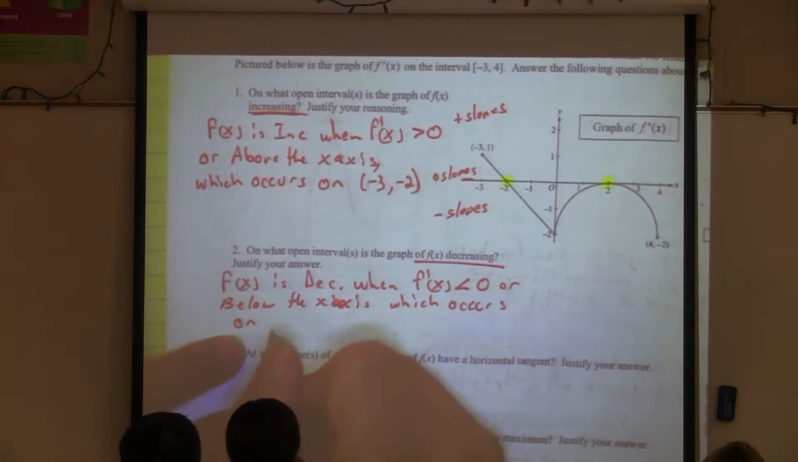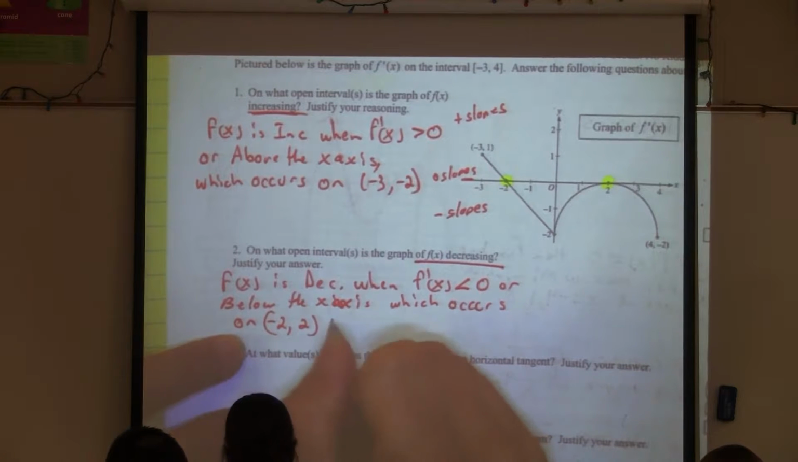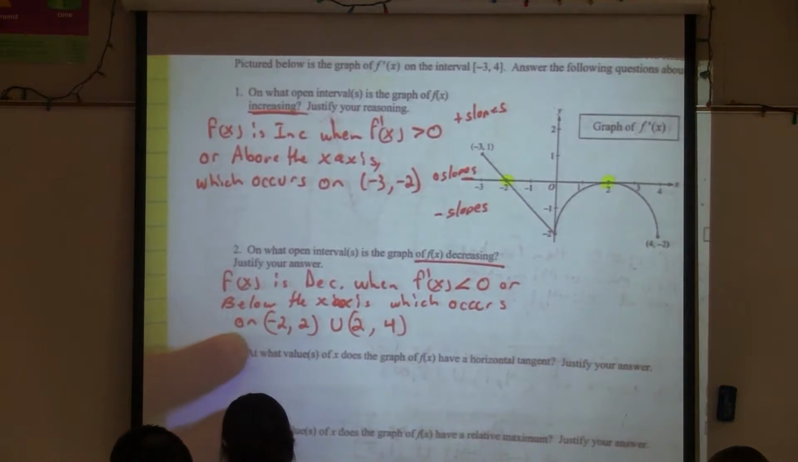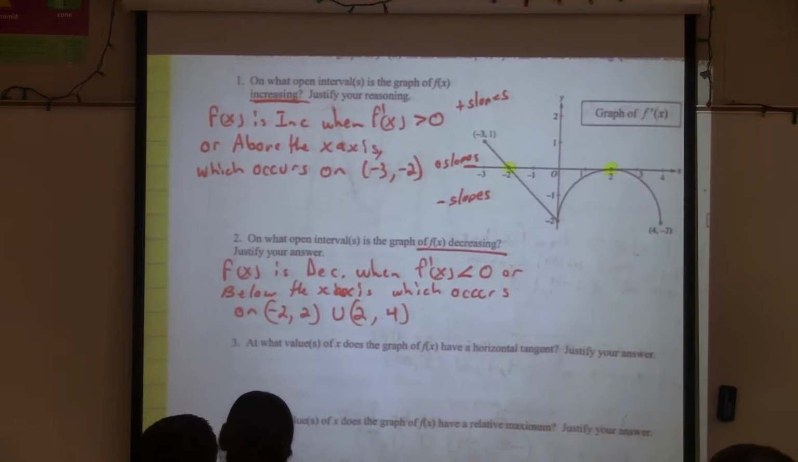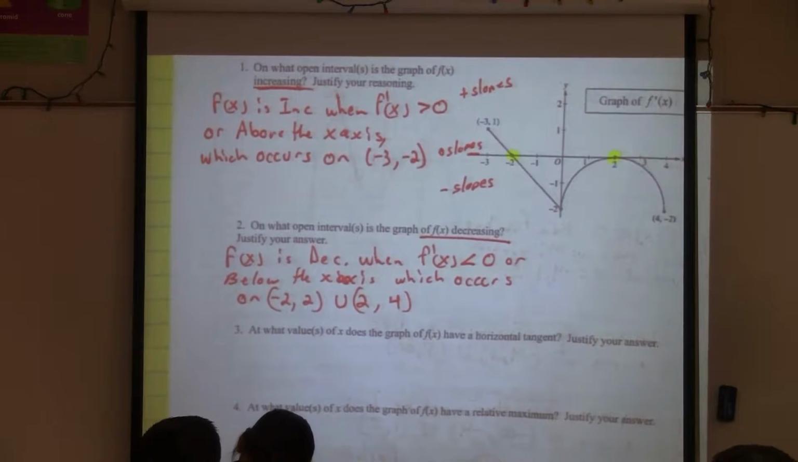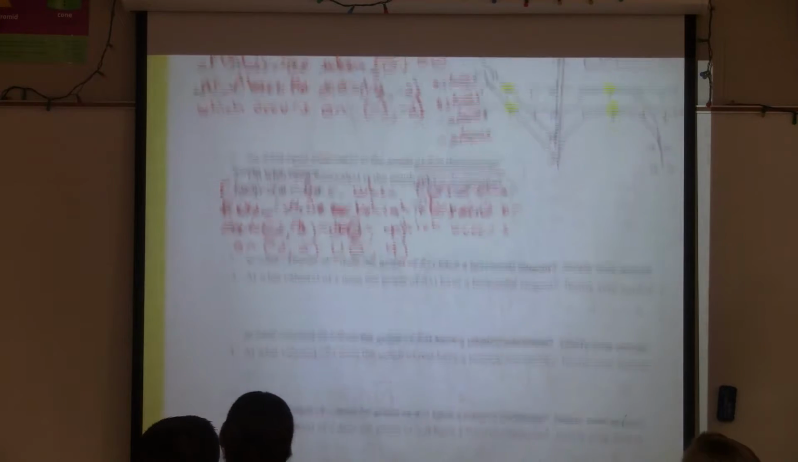So we got to say on -2 to 2 union 2 to 4. You have to split it at 2, because at 2 it's not less than 0, it's equal to 0. So we cannot include the 2. Got it? You with me, Cesar? Yeah. Okay.